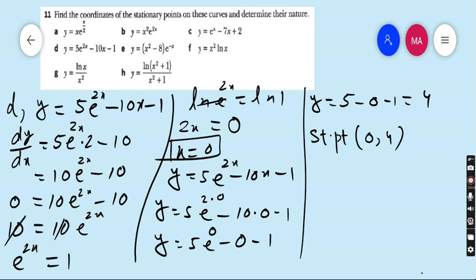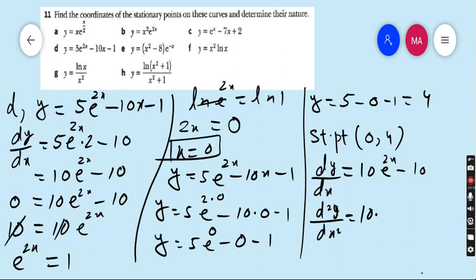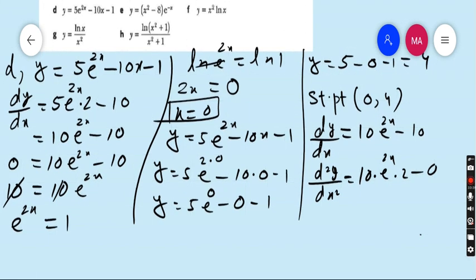Now find the nature. Write the derivative answer. dy by dx is equal to 10 e^2x minus 10. Find the second derivative, d square y by dx square. 10 e^2x gives e^2x into 2, and the derivative of 10 is 0. Substitute the value of x, which is 0.